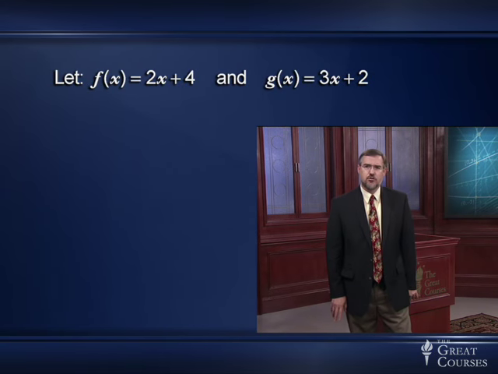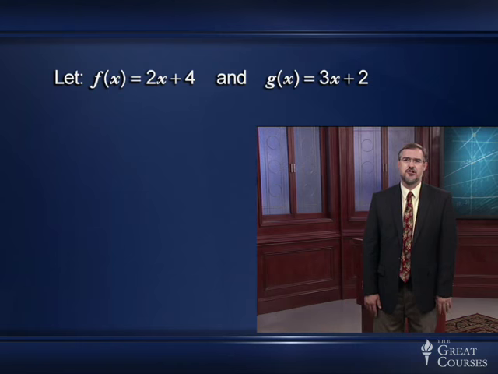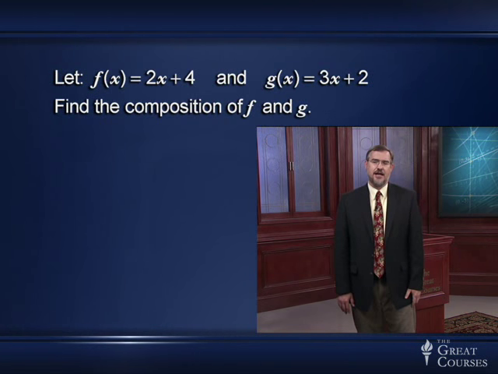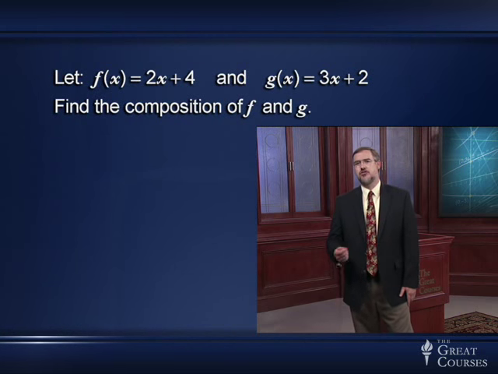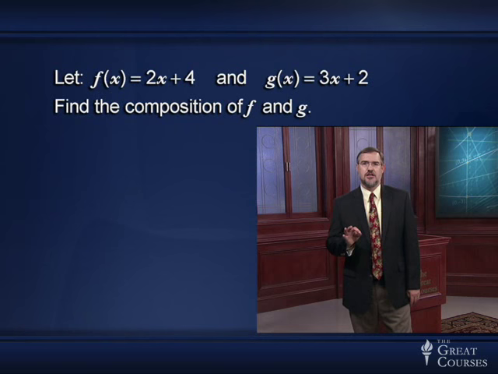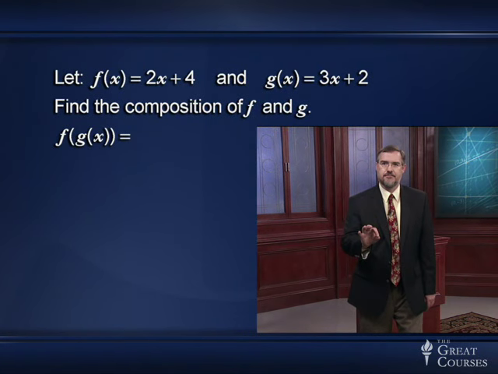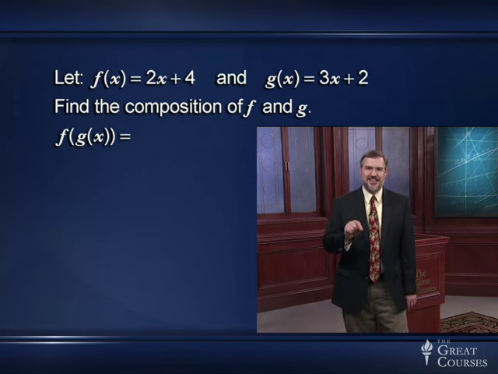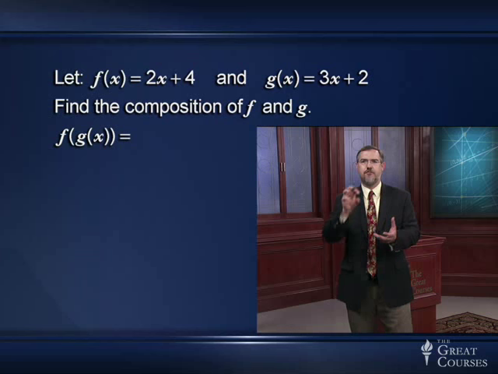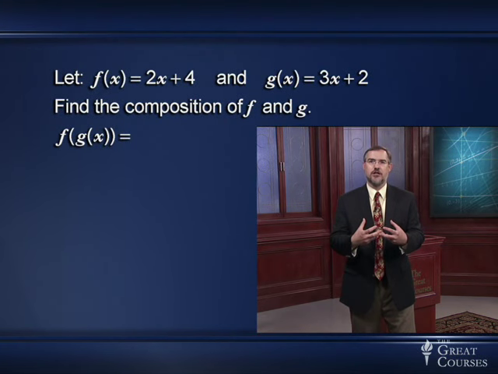Let f of x equal 2x plus 4 and g of x equal 3x plus 2. I want to find the composition of f and g. Now, to do this, let's talk about a bit of notation first. The composition of f and g is going to be denoted as f of g of x. Now, notice how it looks like we actually plugged g right into f. It's like we forced it in. That notation is trying to tell us what we really want to do.